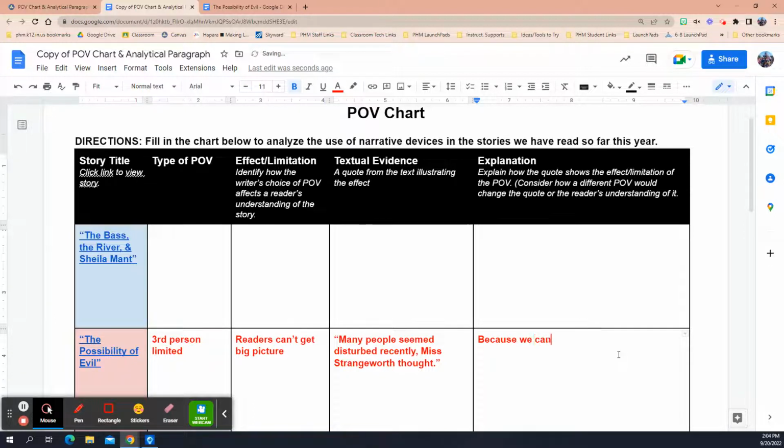because we don't have access to the thoughts and feelings of the other characters, we don't understand what is causing people in the town to be upset.